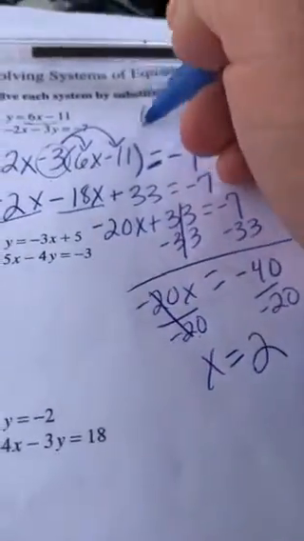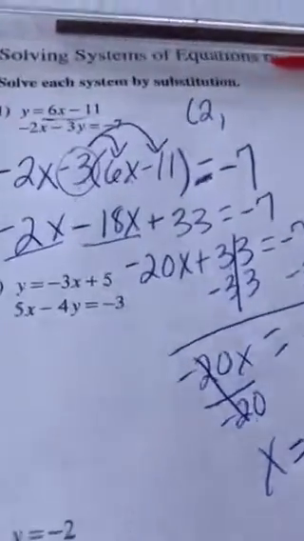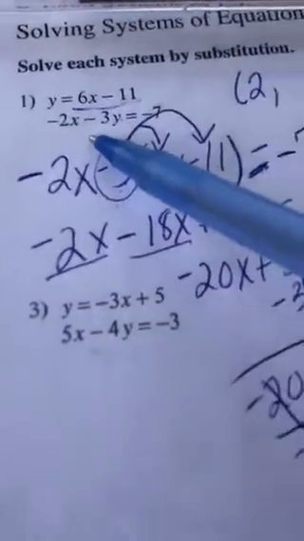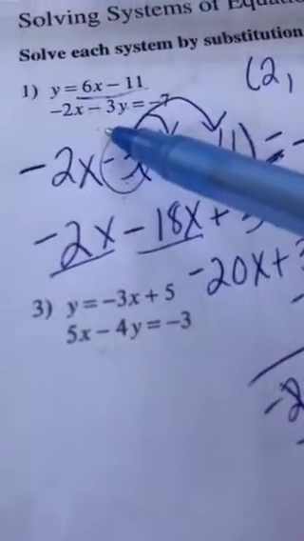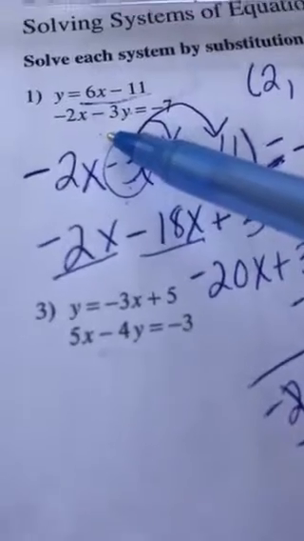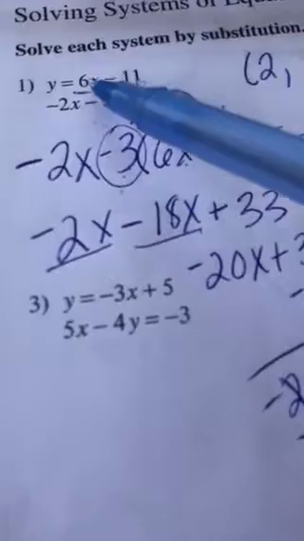So I know that in my answer, I'm going to have 2 as my x. Now I have to figure out what my y is. I can go back to the original equations and plug in 2 for x in either equation. It doesn't matter which one I choose, I will get the same answer. So I'm going to use the first one because it looks the simplest to replace x with 2.